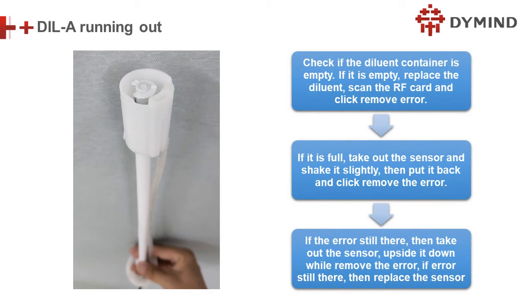Diluent running out. Same function. There's also a magnet inside the plastic. So we can also use the multimeter to check the function of this sensor. We take it out and move it up and down to check if the sensor works or not. If still not, we have to replace it. But before that, we can try to check the connection. The installation should be straight in the container, and then check the cleaning. We try to clean this one. Why? Because maybe the bottom is a little sticky, so the floater cannot move up and down freely. Then we have to do a replacement.